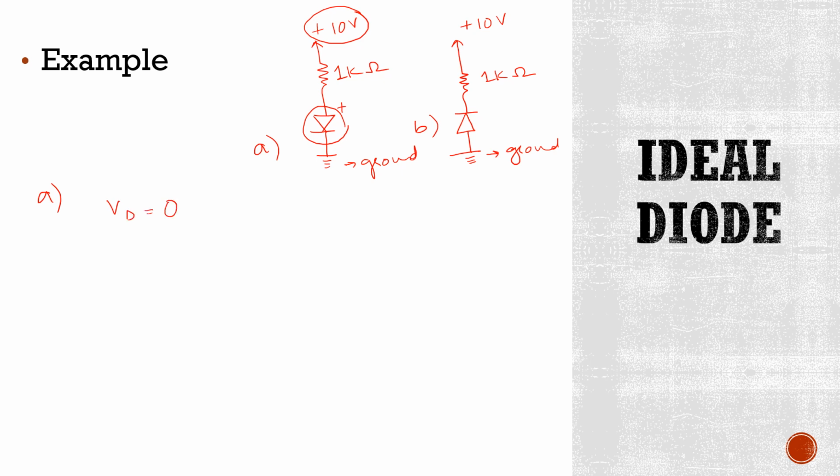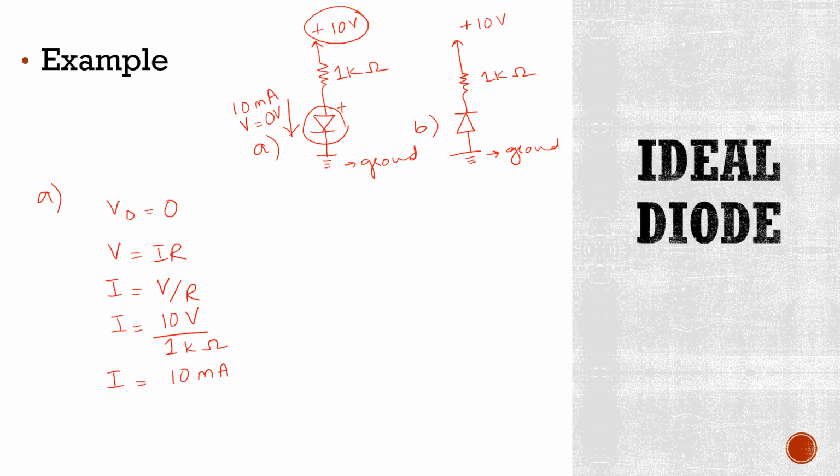Now what about the current? The current through this diode will be determined by Ohm's law. We know that V is equal to IR. Therefore, I will be V upon R. We know that V is 10 volts and R is 1 kilo ohms. Therefore, the value of current will be 10 milliamperes. It means current of 10 milliamperes is going through this diode and the voltage drop is 0 volts.